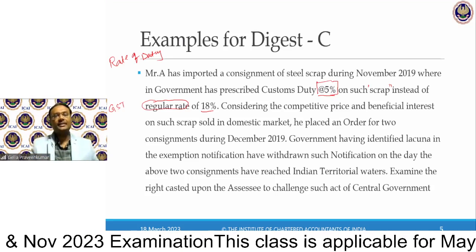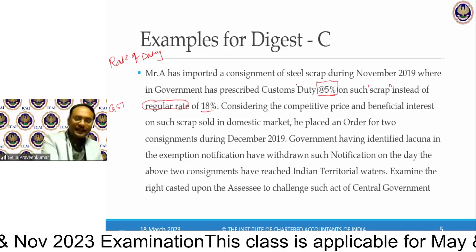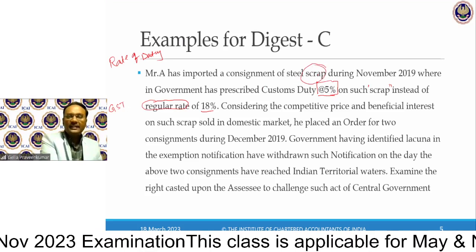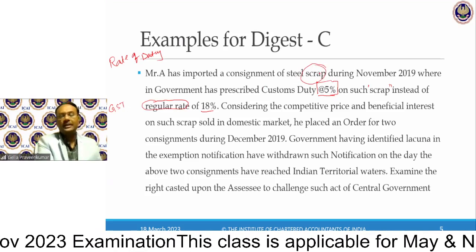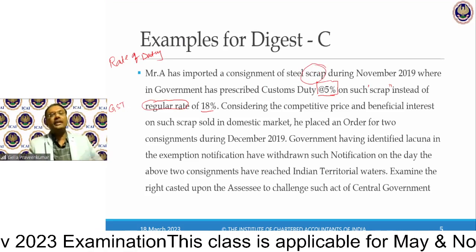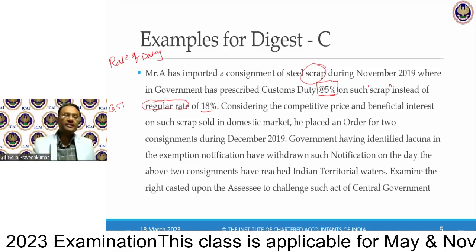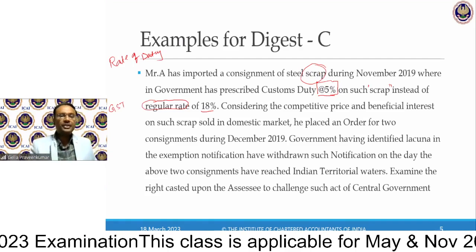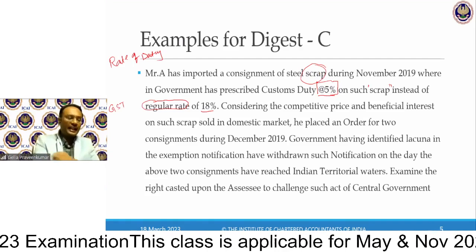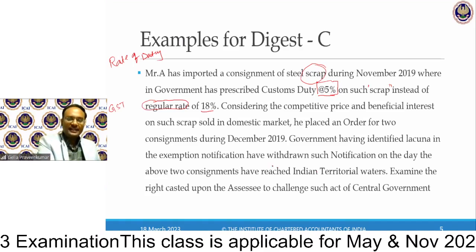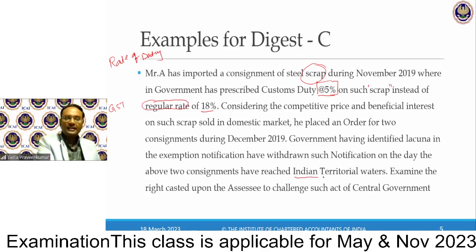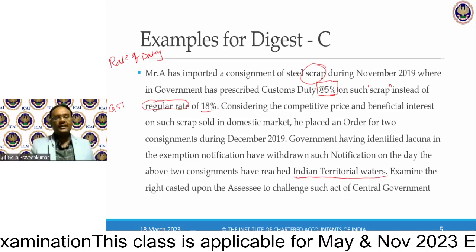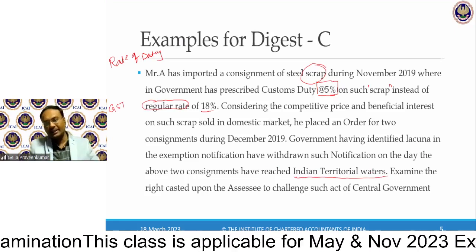Because the rate of tax was mentioned as 5%, this scrap, which is generally available at 18% in India, is available for 5% if it is imported. So what he has done, he started importing in bulk so that he can save and become price competitive to deal with the market. But unfortunately, when this material reached the Indian territorial waters, at that point in time, the government realized that there was some issue with respect to the rate notification. Then they made the amendment.